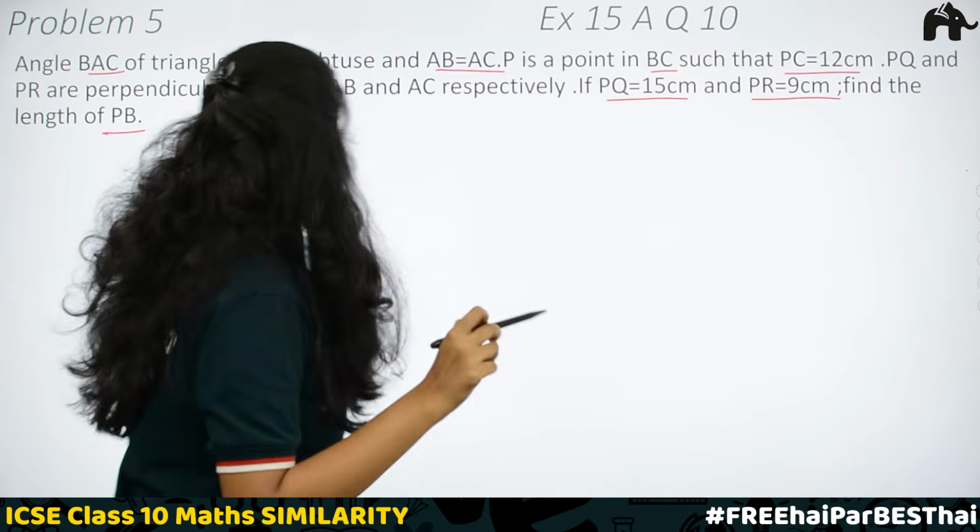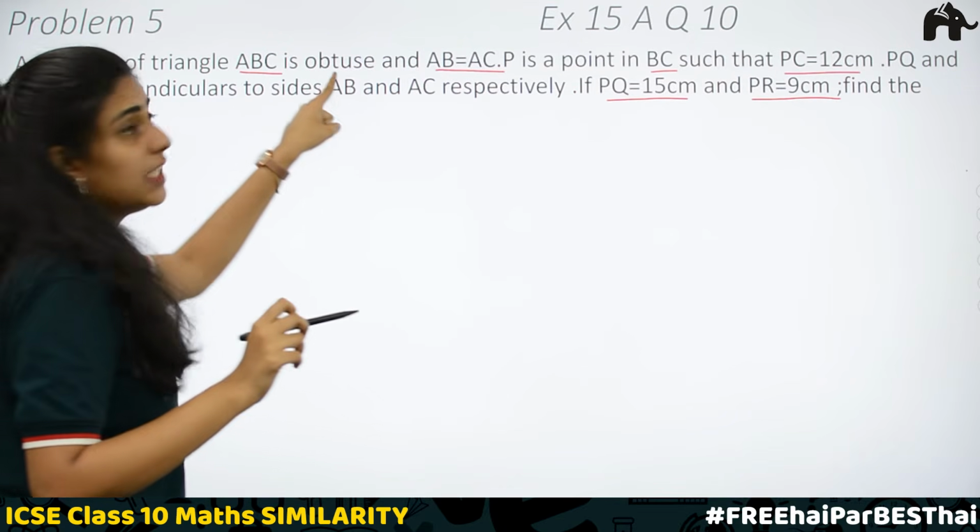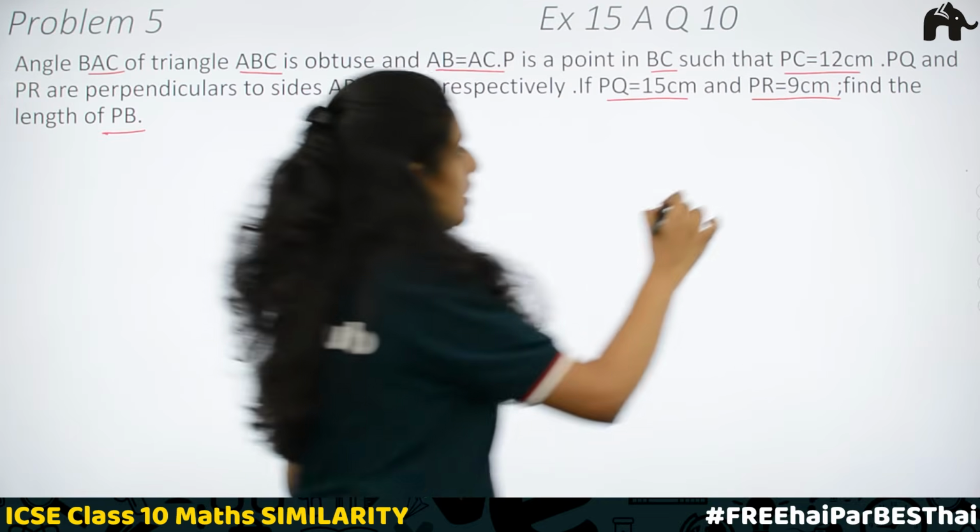First, let's consider the triangle ABC with BAC being an obtuse angle.